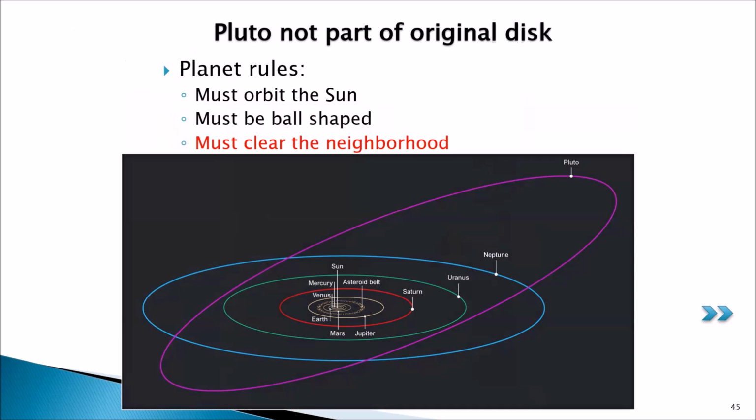So astronomers a few years ago came up with a set of rules that planets must have in order to be considered a planet. They must orbit the sun, they must be a ball shape, and they must clear the neighborhood. Well, what does clear the neighborhood mean? Okay. When they form into a ball, there's a lot of debris around them.